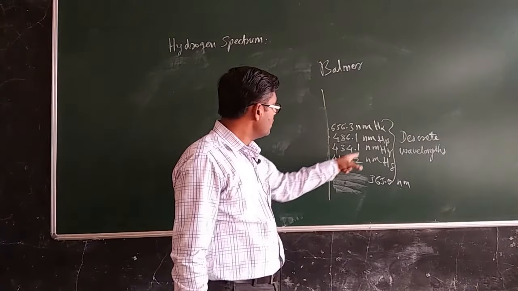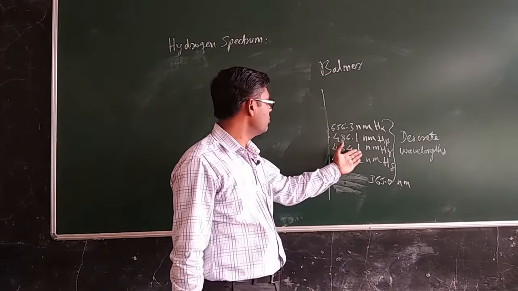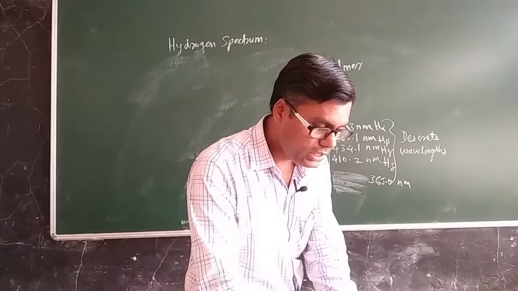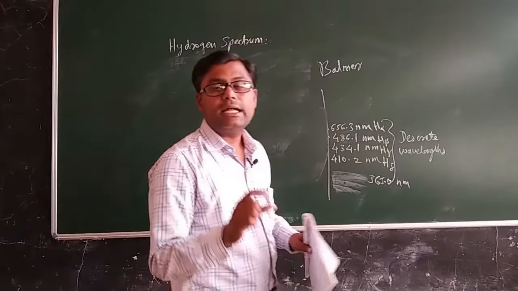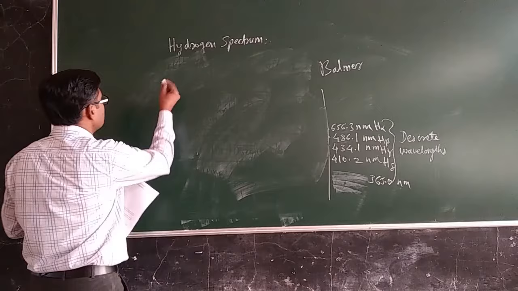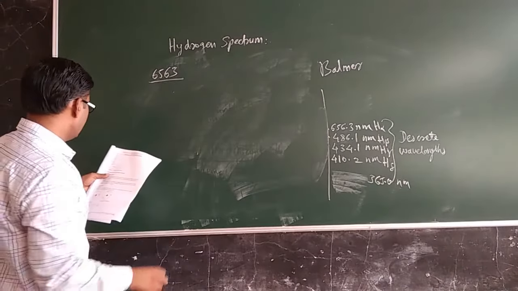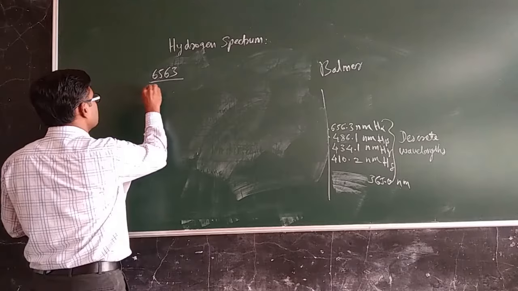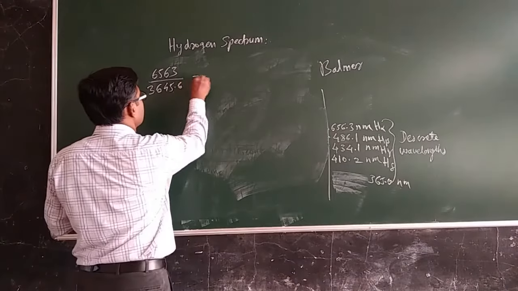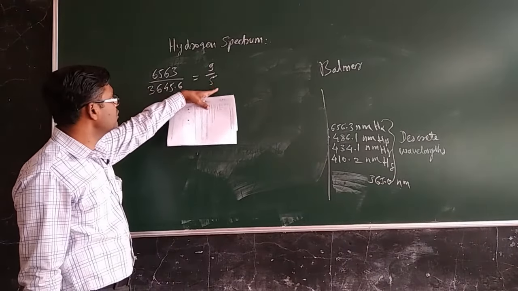See, he observed these 4 weird looking numbers: 656.3, 486.1, 434.1, 410.2, etc. He arranged these numbers in a way that would give a meaningful ratio. He took the first number, for example 6563, and divided it by another number, a random number actually, 3645.6. Once the division is done, he got the ratio 9/5. This division can be written in terms of this ratio, 9/5.